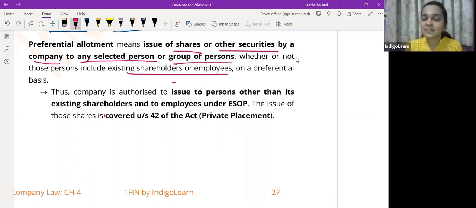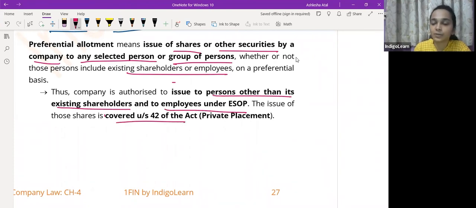It is kind of similar to private placement where a selected group of people are approached and they are offered the shares of the company. So why do we call it preferential allotment? The reason is simple because these people are being given preference over the other people. It could be employees or the other shareholders. So the company is authorized to issue to persons other than its existing shareholders and to employees under ESOP. And the issue of those shares is covered under 42, that is private placement.